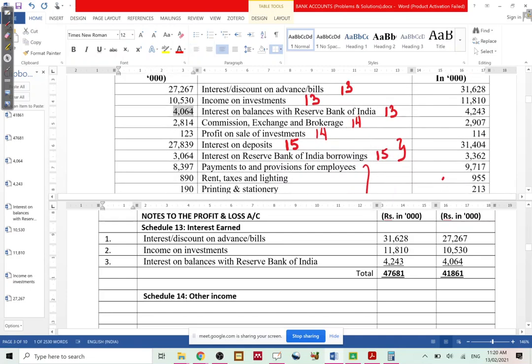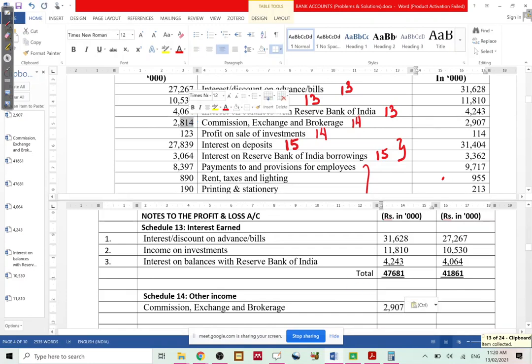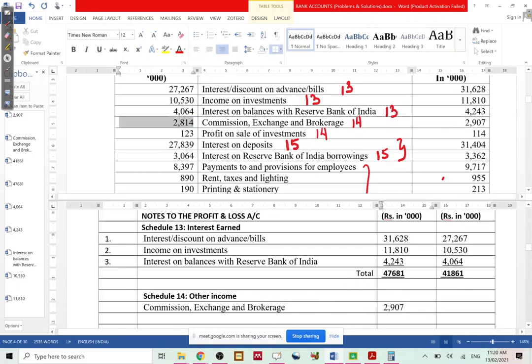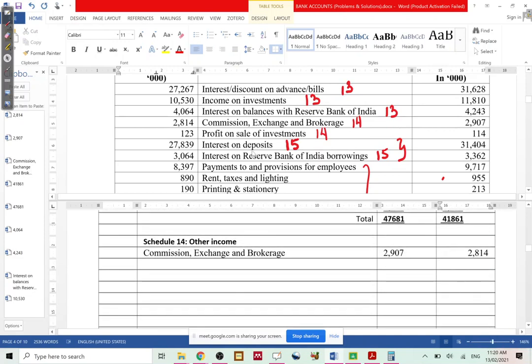Commission, exchange and brokerage is one item, and the amounts are 2,907 and 2,814. This is the first item. The second item is very simple. At this point we are only posting. At this stage we are just posting figures from one place to another, and it's very simple.